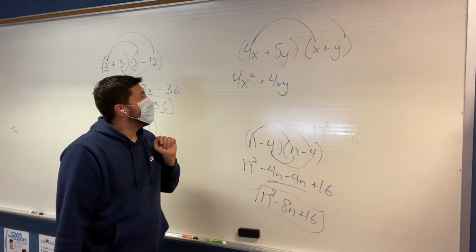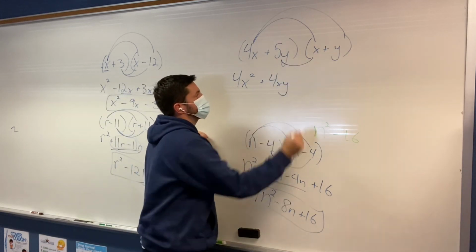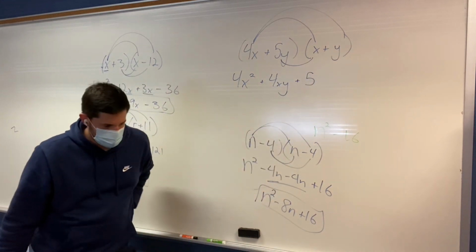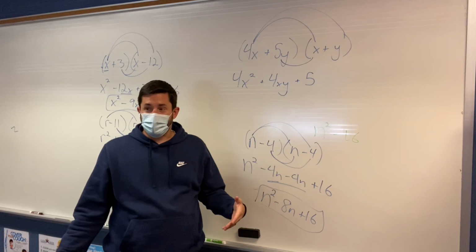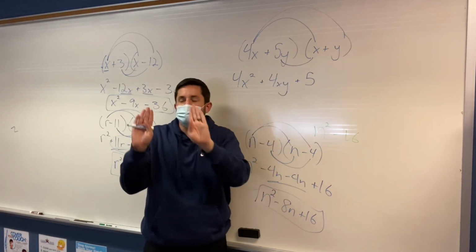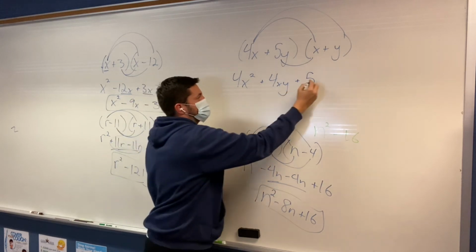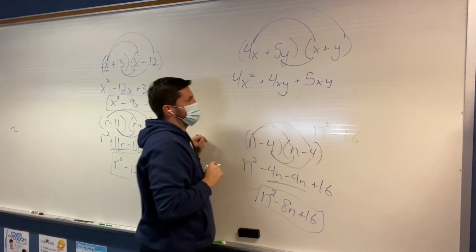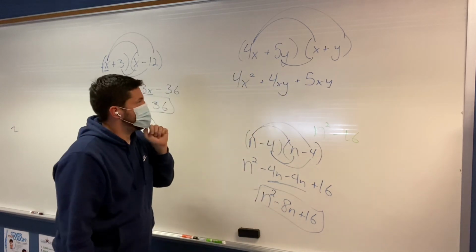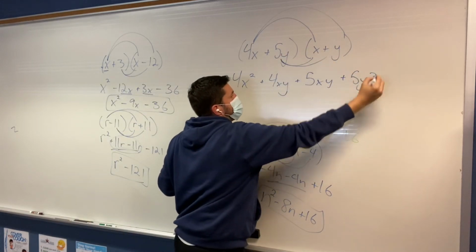And then I have this guy, 5y times x. I'm going to put plus 5. What's my variable for that? xy. Technically, I see yx, you know what I'm saying? But xy, yx, we had a whole conversation about that. That's the same thing. So it's going to be xy, because I already established that. Or if you want to be crazy, you could say yx. And then 5y times y is plus 5y squared.